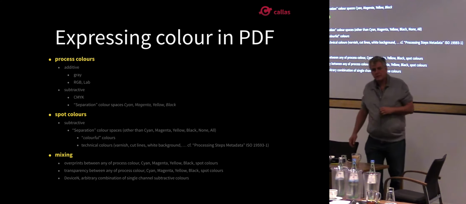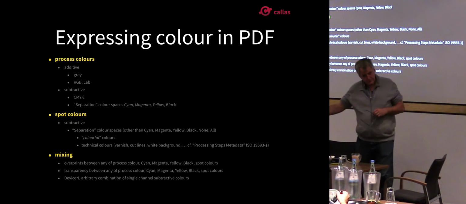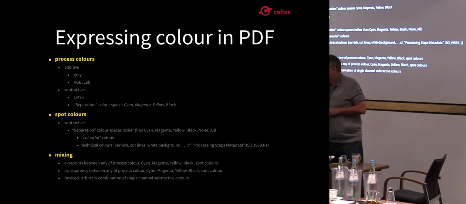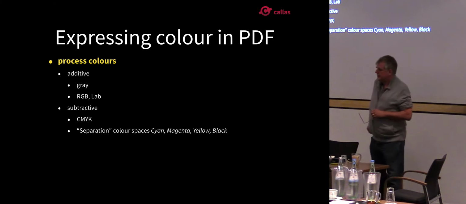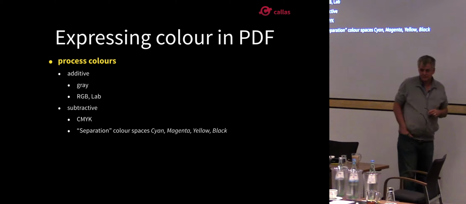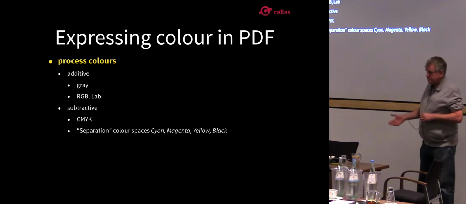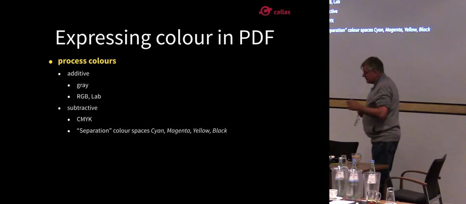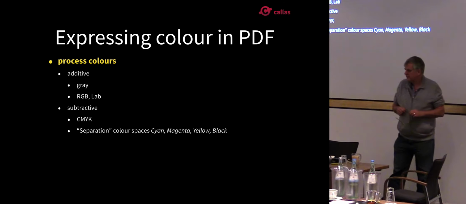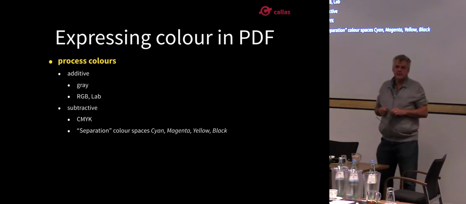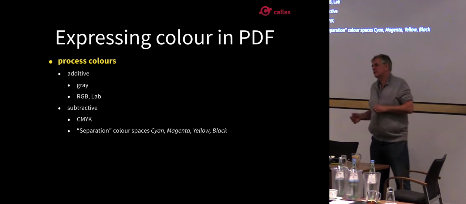You can express color in a number of ways. I'm going to speak relatively fast because I have to finish at 45 minutes past the full hour. Expressing color in PDF can be done in a number of ways. Three areas. One is process color. The process color is RGB or CMYK or grayscale or LAB. Gray, RGB, and LAB are additive, and CMYK is subtractive.